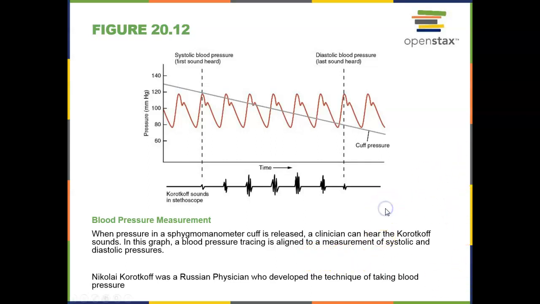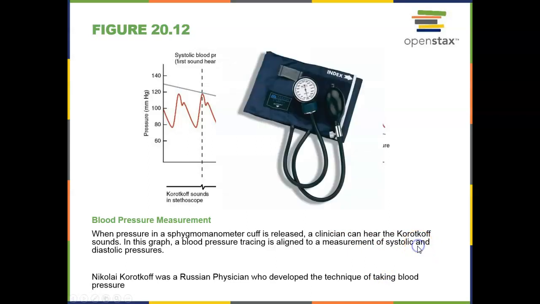We use a sphygmomanometer, and that's what that pressure cuff is right there, to identify these Korotkoff sounds. I know that in many hospitals, they now have these pressure cuffs that you put on, and they're hooked up to computers that do all the work. But a lot of times, and in this class, you'll be using these sphygmomanometers with stethoscopes to identify blood pressures.